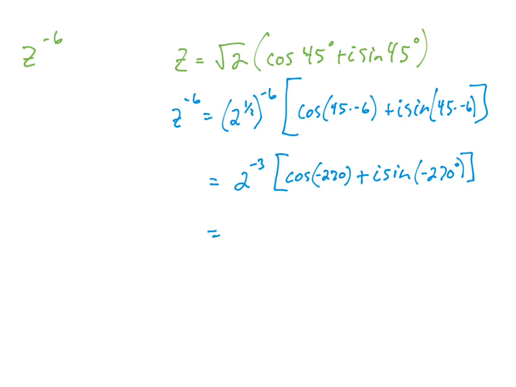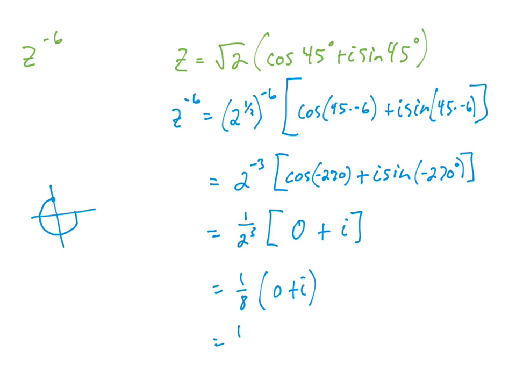2 to the negative 3 is the same thing as 1 over 2 to the 3rd. Cosine of negative 270: negative 270 is up here, so cosine is 0, so that would be 0 plus, sine has a value of 1 there, so 1i, or just i. We get 1/8 times 0 plus i, we get 1 over 8i, and that's it. So z to the negative 6th is 1 over 8 times i.